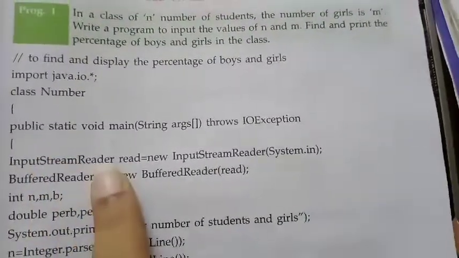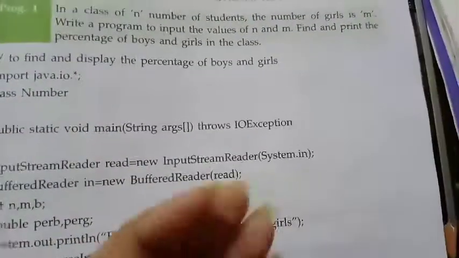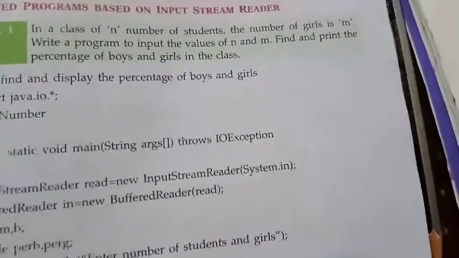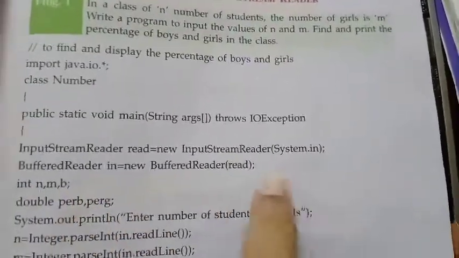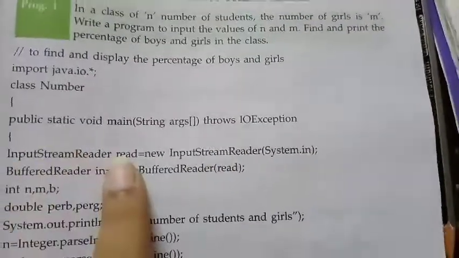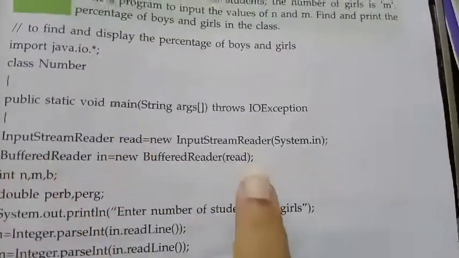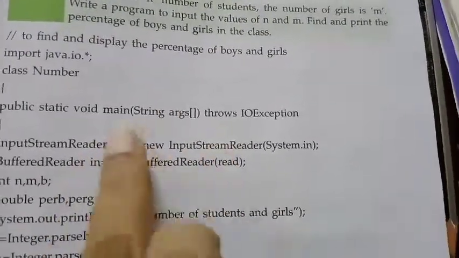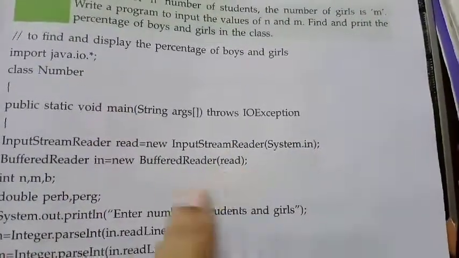Whatever this input stream reader class reads will be saved in the buffered reader as it reads it. That is, a single alphabet means that particular alphabet will be stored according to the bytes. It will be stored in the buffered reader, and so whatever is read by the input stream reader, you are going to keep that in the buffered reader. For that only you are having this read here.